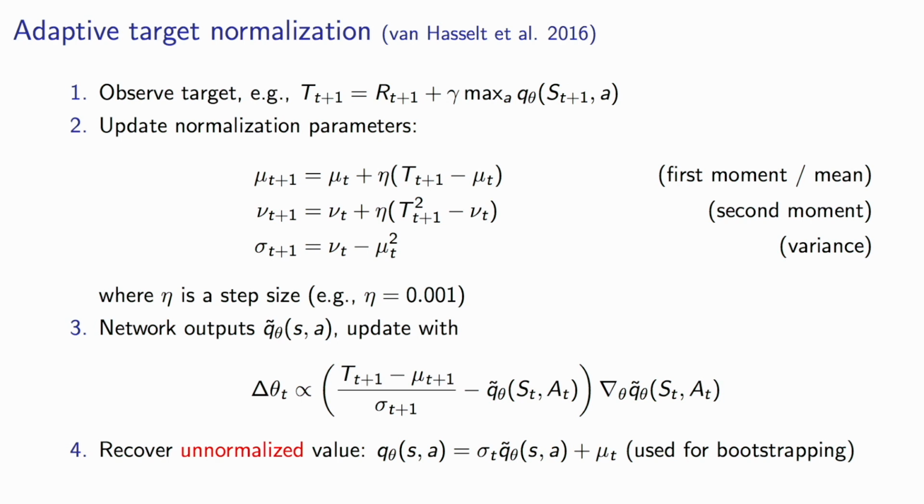And the idea is then to basically consider an update. For instance, this would be for the squared loss. Your update could be proportional to where you take that target, you subtract the mean, you divide by the standard deviation, and then you update the outputs of your network towards that. Which means that this is, say, roughly centered around 0 with roughly a standard deviation of 1.